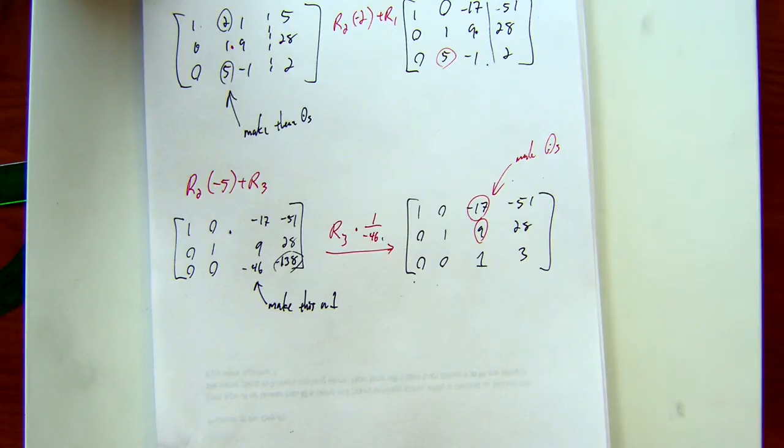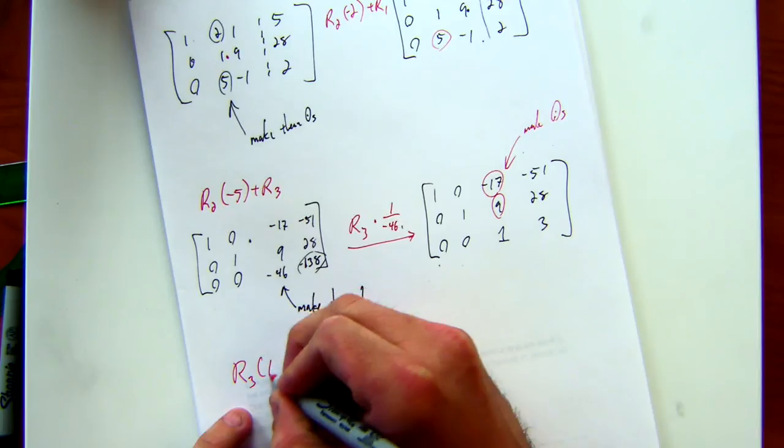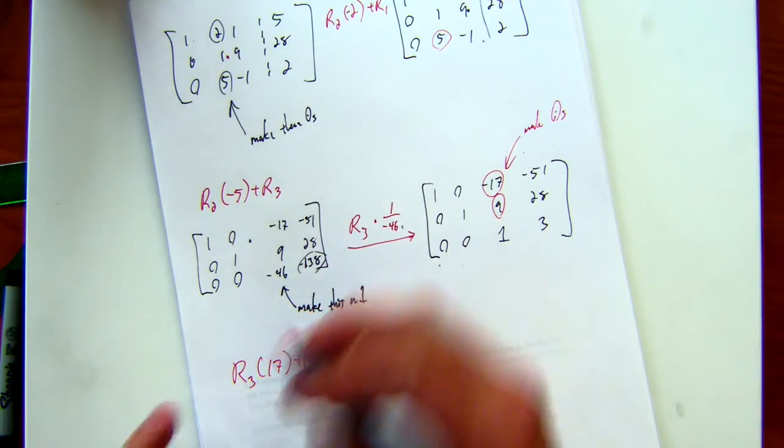So, you guys try to finish it up. I'll do the same. I'm going to do row 1 first, so I'm going to multiply row 3 by 17 and add it to row 1.